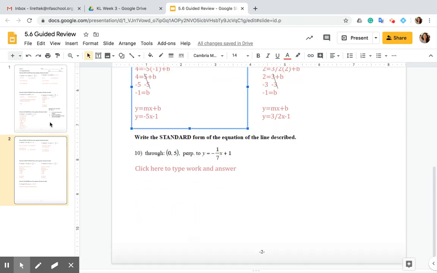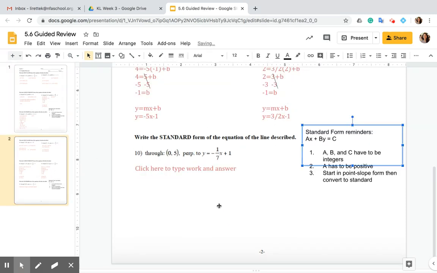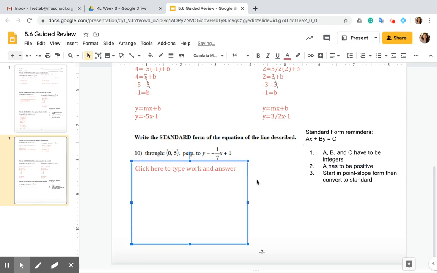And now for the hardest one. Again, I'm going to take this little text box that I put here and make it a reminder on this page, just so you have it. Standard form, I want it to be perpendicular to this equation. I want it to pass through this point, and I want it to be in standard form.